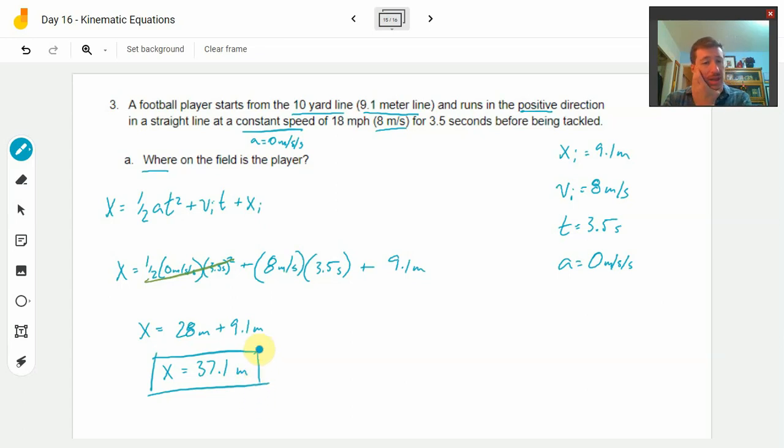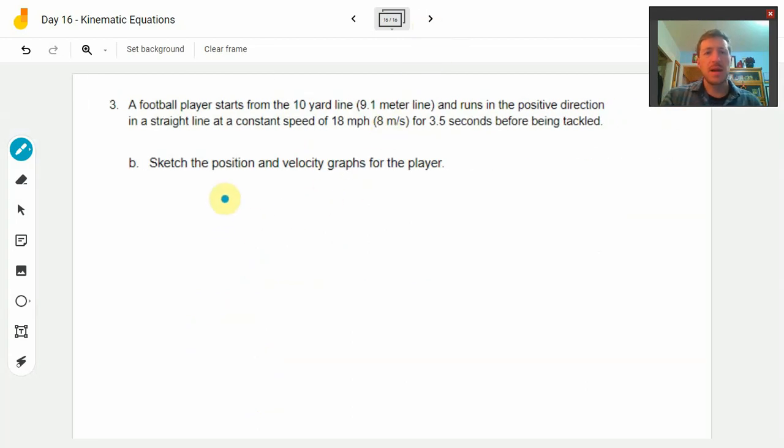There you go. So that's where the player is on the field, right? I would say, just generally speaking, that seems like a pretty good gain, going from about the 10-yard line to about the 40-yard line. So that's about a 30-yard gain. It's pretty solid, right? And so in this case, now the last thing to do is sketch the position and velocity graphs for the player.